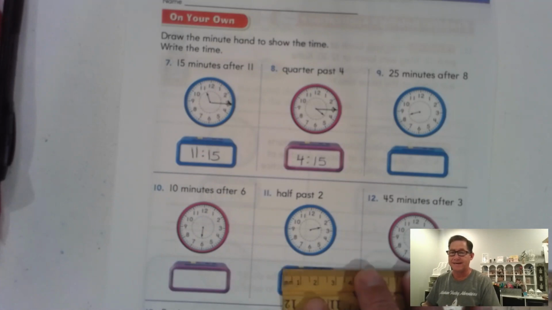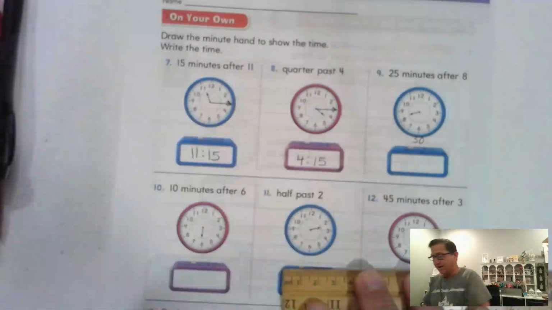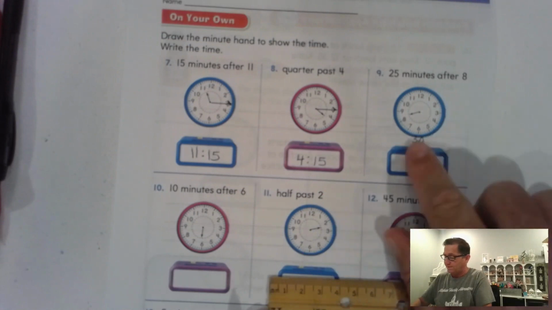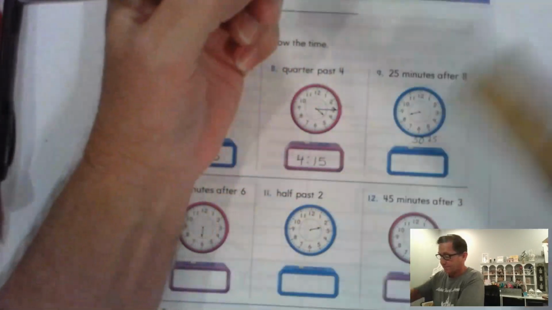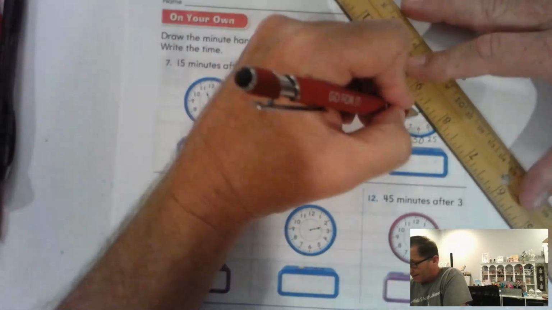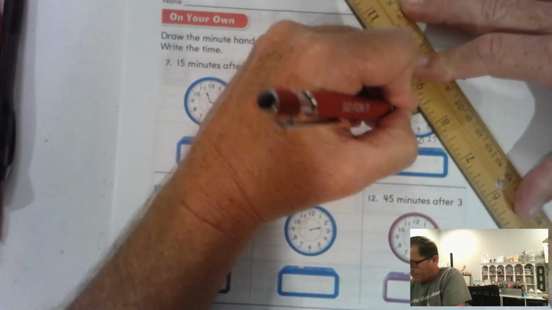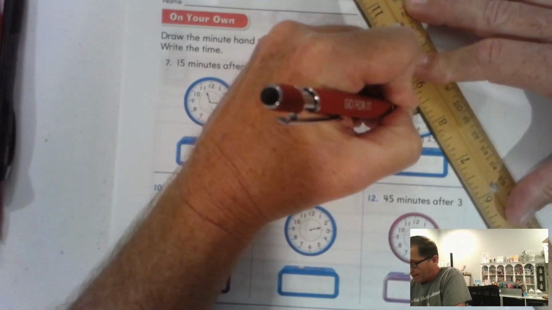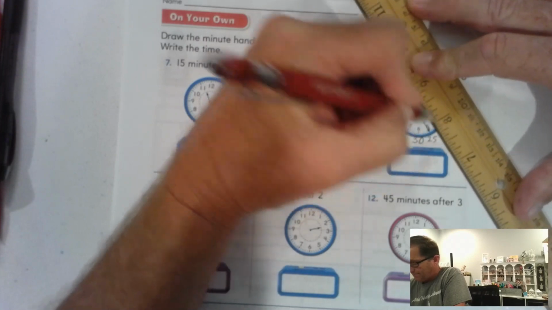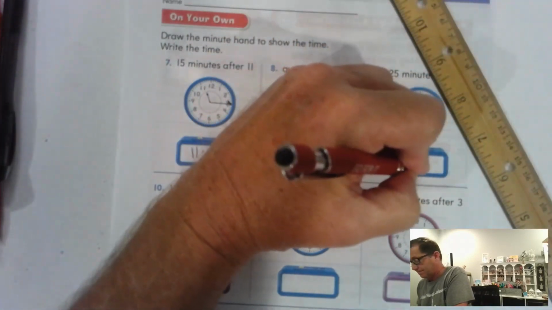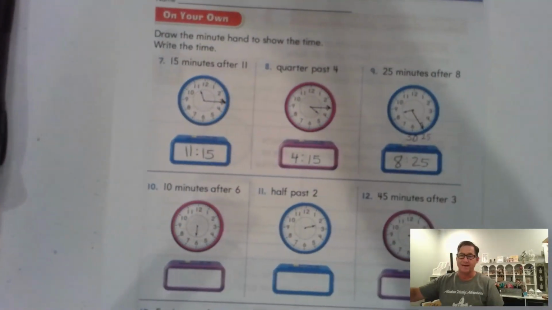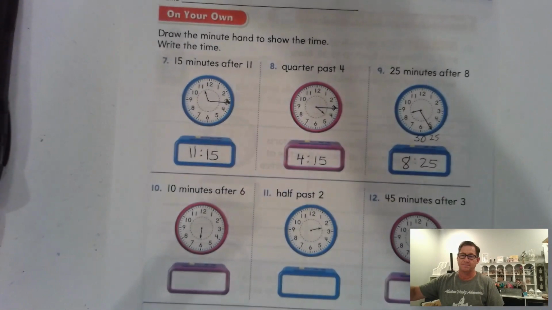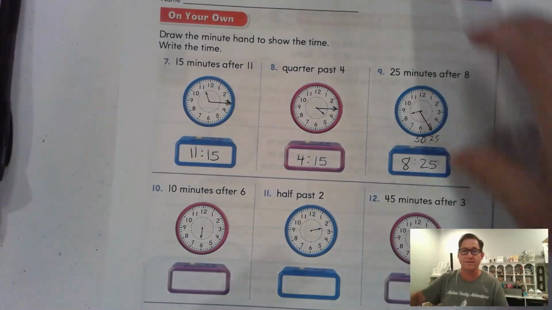25 minutes after 8. So again, this is 30, right? So what is the 5 before 30? We say 20, 25, 30. So 25 minutes after 8, the minute hand would be pointing right at 5. And again, 25 minutes after 8.